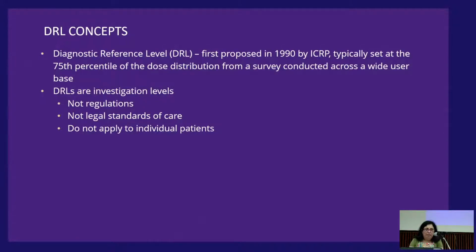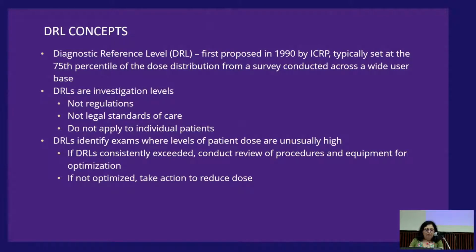One thing to keep in mind, they are investigational levels. They are not regulations. They are not legal standards of care. They do not apply to an individual patient. You're looking at a population-based dose and then determining what the DRLs are. They identify exams where levels of patient dose are unusually high, so anything over the 75th percentile. And if that is consistently exceeded, you must conduct a review of procedures and equipment for optimization. If not optimized, you want to take action to reduce your dose.